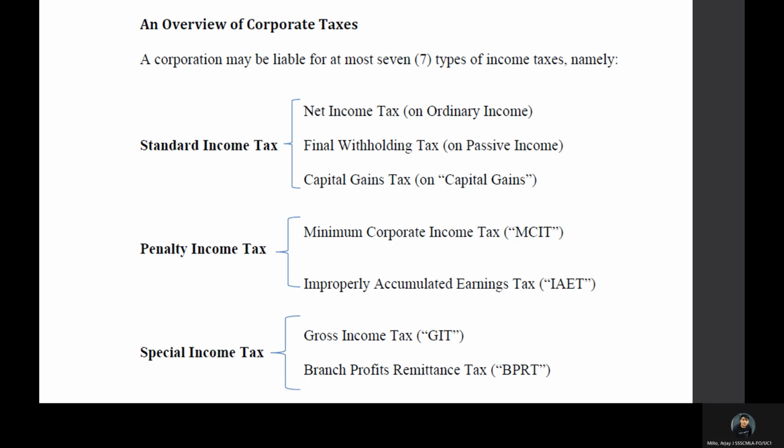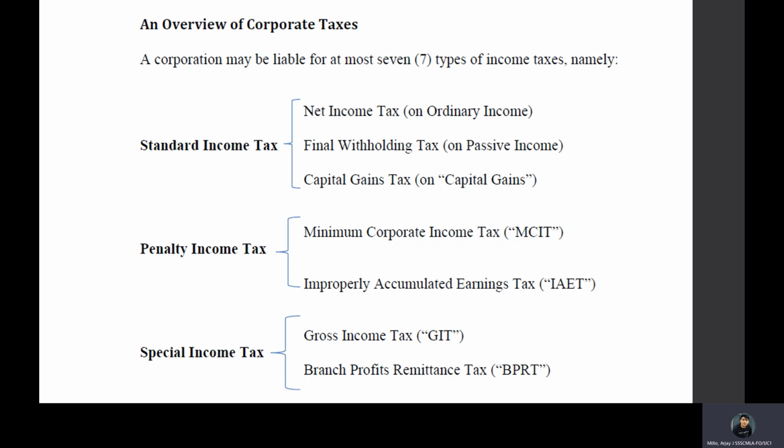So categorize siya into penalty income tax and special income tax. So when we say penalty income taxes, ito yung mga taxes na ini-impose ni BIR sa mga corporations as a form of penalty. So yung minimum corporate income tax, from the term itself, minimum, if you're incurring loss, corporate loss, meron ka pa rin babayaran na income tax. So hindi pwedeng wala. So ito yung tinatawag na minimum corporate income tax. So ang basis nito would be the gross income.